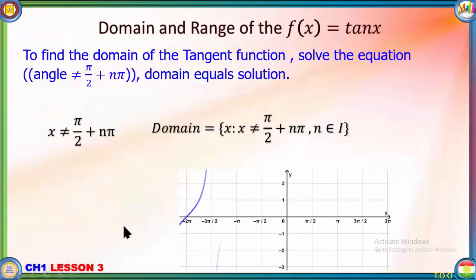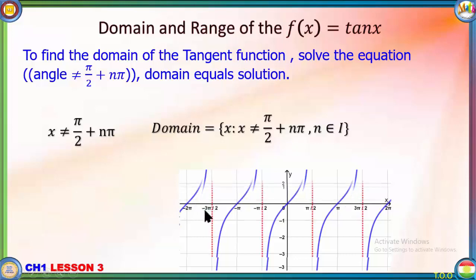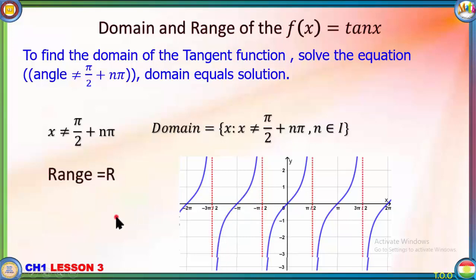As you can see here, the graph of the function tangent x comes from minus infinity going up to positive infinity, and you have vertical asymptotes when x is minus 3 pi over 2, minus pi over 2, pi over 2, and 3 pi over 2. These are all vertical asymptotes, but the range is all real numbers.